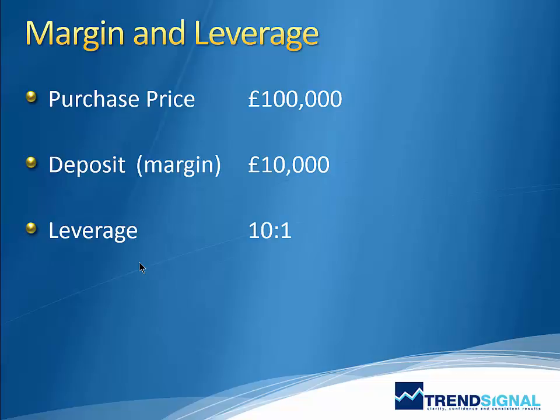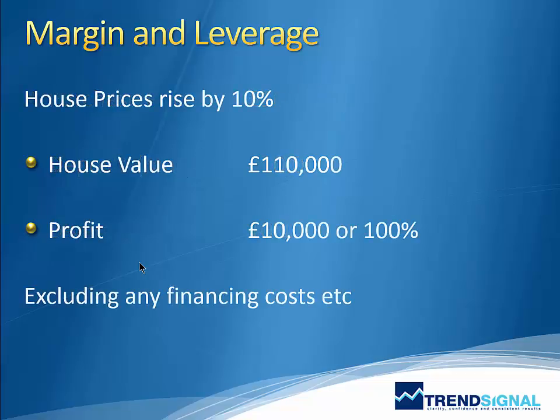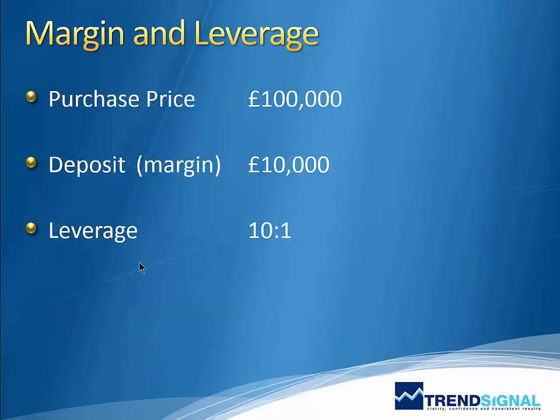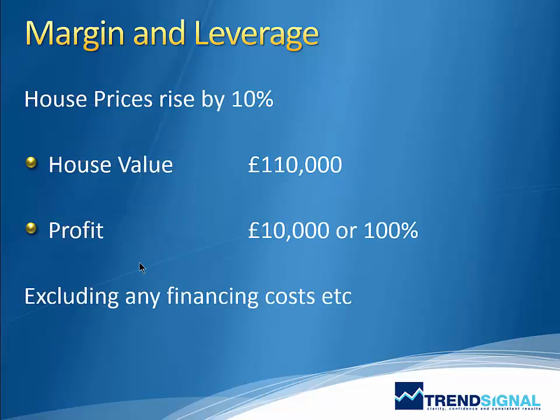But let's have a look at some of the basics here. The house prices rise by 10%. That's great. Suddenly, our house value goes up to £110,000. So what does that mean to me? It means that I've made a profit of £10,000 on my transaction, or actually 100% on the deal, right? Because remember, my margin requirement was only £10,000. So if I was trading fully geared, leveraged up to the hilt, then with my £10,000 initial investment, I've actually made £10,000 of profit, or 100% return on my capital. Of course, this is excluding any of the costs that there may be.